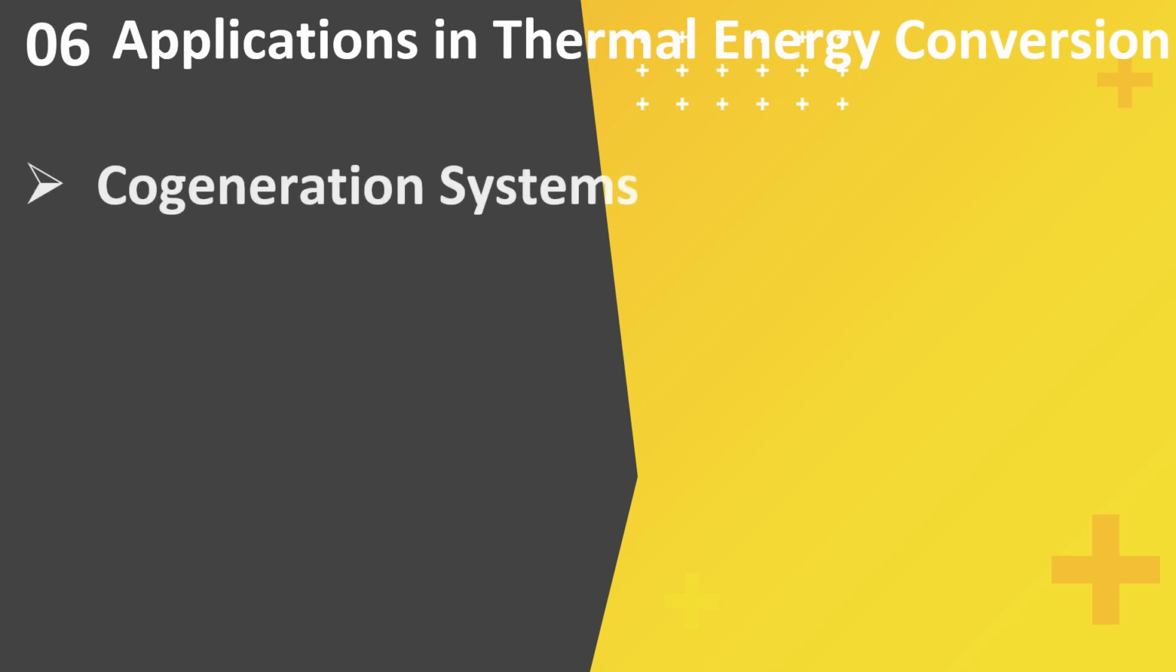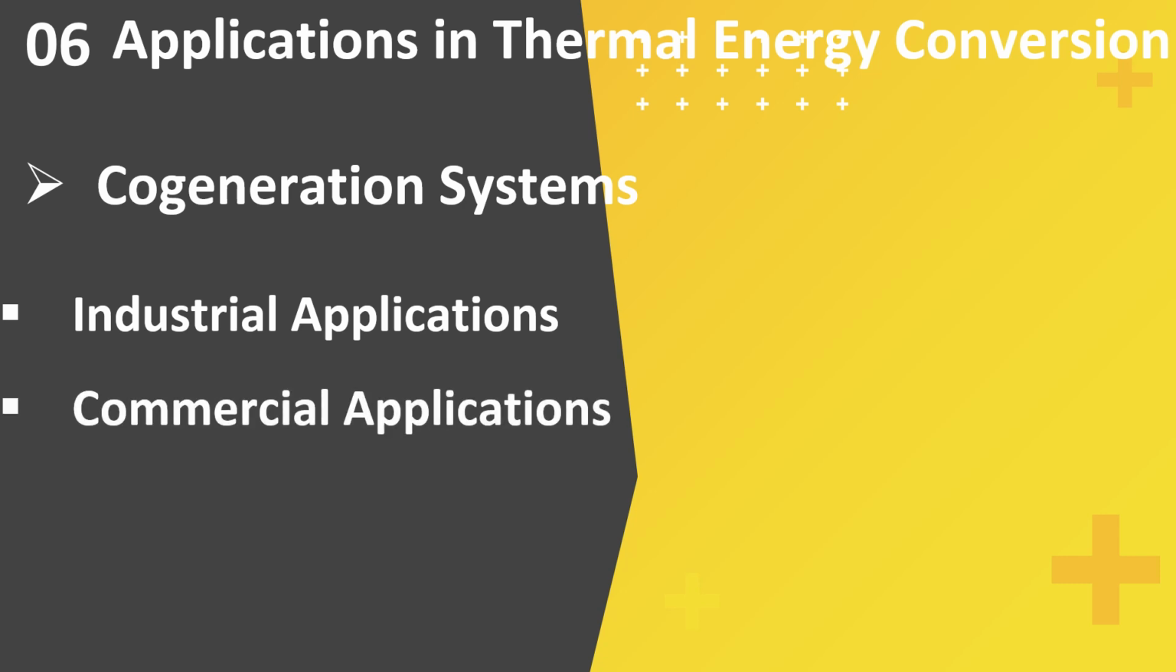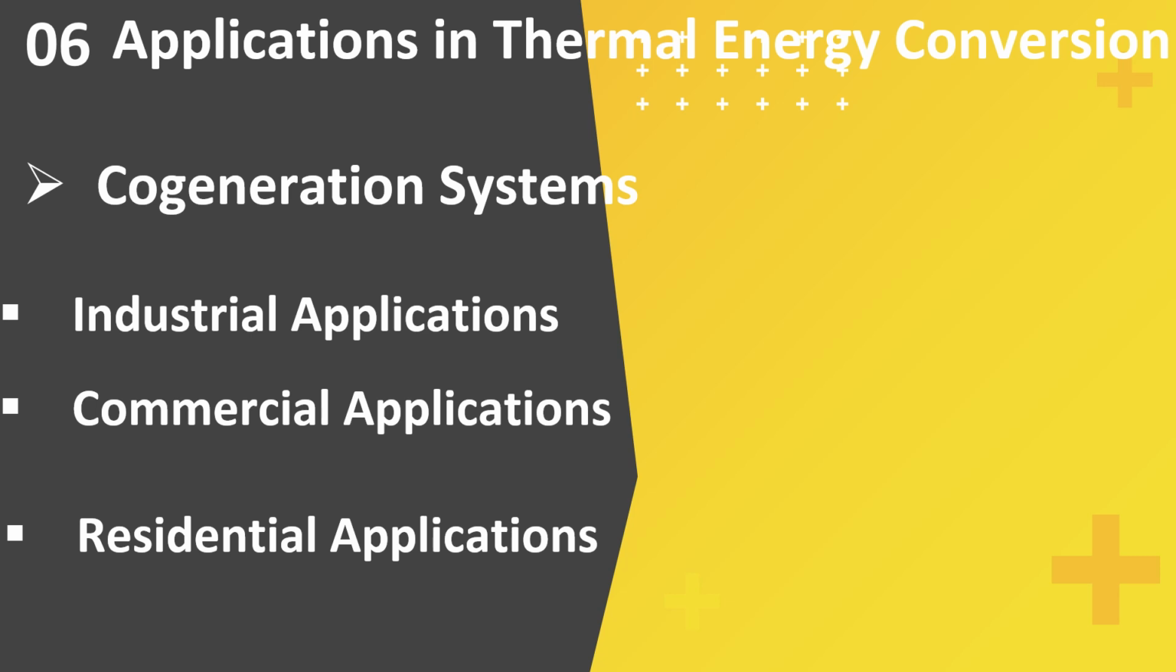Cogeneration systems utilize thermal energy to electricity conversion technologies in various applications. Industrial applications. Cogeneration systems are commonly used in manufacturing plants, where waste heat from industrial processes is converted into electricity. Commercial applications. Cogeneration systems are implemented in commercial buildings such as hospitals and universities to provide electricity and heat for various facilities. Residential applications. Cogeneration systems can be used in residential buildings to generate electricity and heat for households, increasing energy efficiency and reducing reliance on the grid.